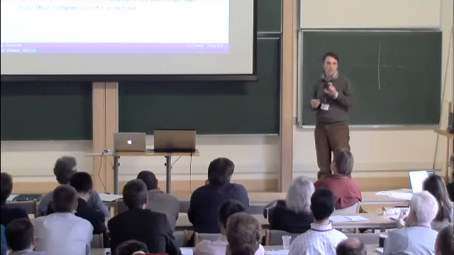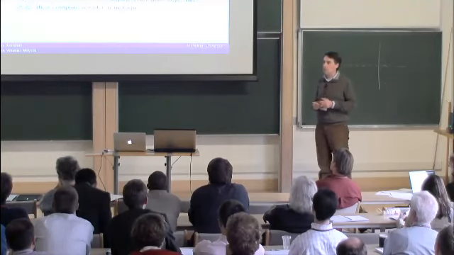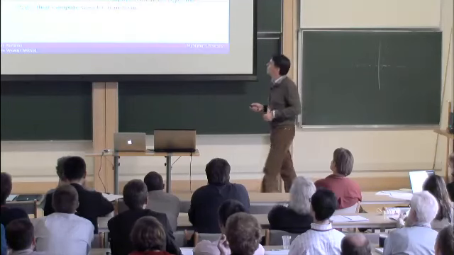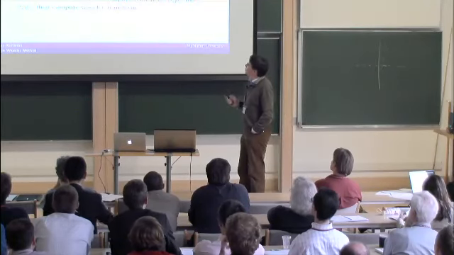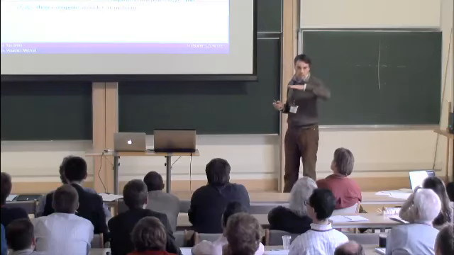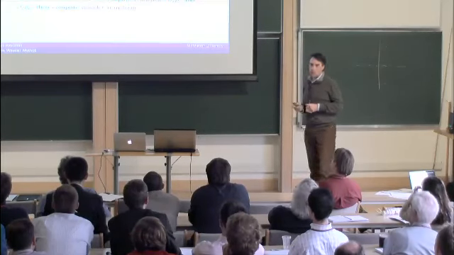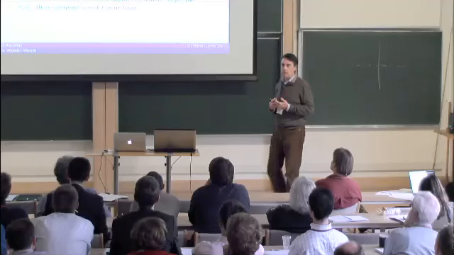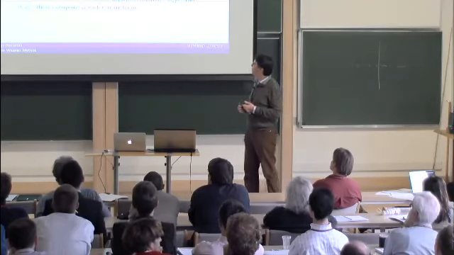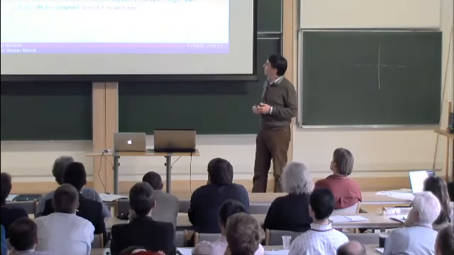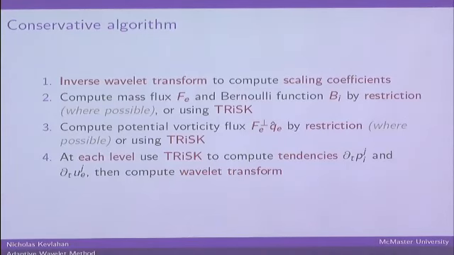So that's the reason, again, for this commutation property. We need to be able to either restrict a quantity or compute it at the same scale. Similarly, for the potential vorticity flux, and then at each level independently, we just use trisc. So you can see that the adaptivity is built on top of an existing scheme. It doesn't modify the scheme itself, but you have to be able to restrict or prolong in appropriate ways.